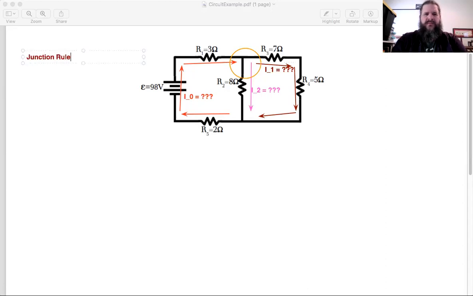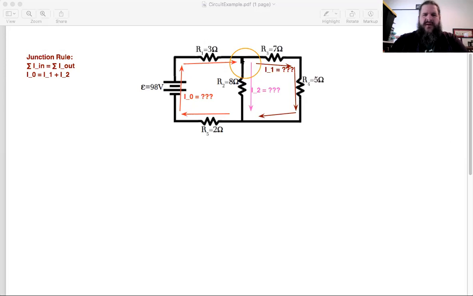This is the junction rule. The junction rule says that the sum of all currents going into some region has to match the sum of all currents going out of that region. In the example I just drew, the only current going in is I0, but the currents going out are I1 and I2. So the total current going in, I0, has to match the total current going out, I1 plus I2. That's the information we get from the junction rule: current 0 must equal current 1 plus current 2. And that tells us that if we know any two of those, we can immediately find the third.